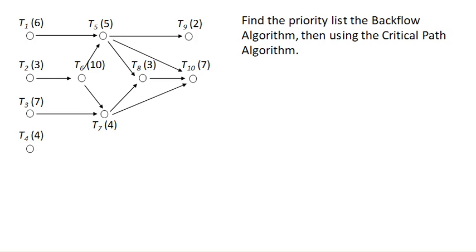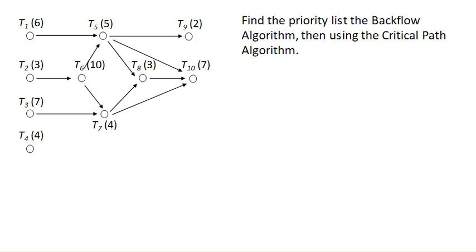So now we're going to try to find the priority list generated by the critical path algorithm again, but we're going to use a different approach. We're going to use an approach called the backflow algorithm. And the backflow algorithm sort of counts backwards the distance till we're completed.